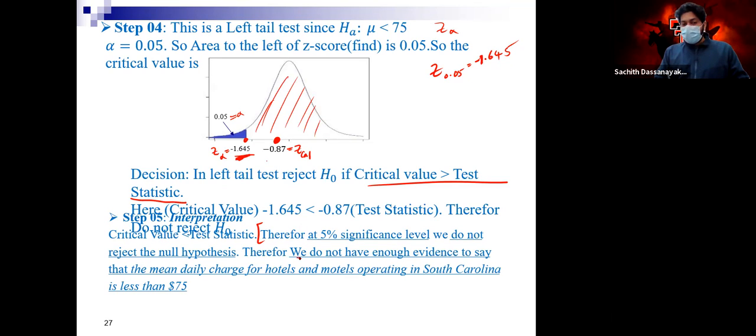Therefore, we do not have enough evidence to say that the researchers' claim, whatever they have mentioned in the question, holds. Clear? This is how we give the conclusion. It is a very simple way. You don't have to write a paragraph, just these two sentences are enough. You mention the significant level, what your decision is, and then what that is in words.